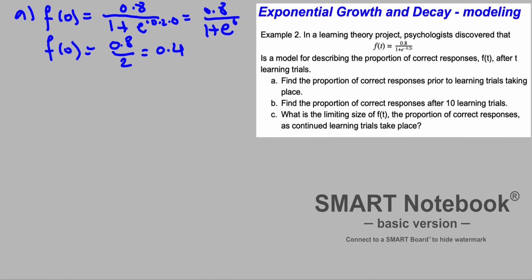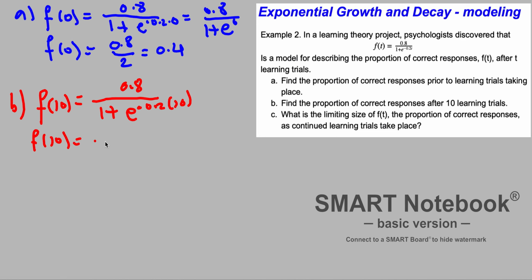Now let's go on to B. B asks us to find the proportion of correct responses after 10 learning trials. So we take f of 10, which is 0.8 over 1 plus e to the exponent minus 0.2, and instead of the t, we plug in 10. Then 0.2 times 10 is 2, so it is e to the exponent minus 2.